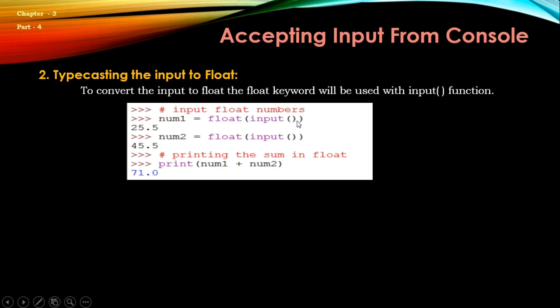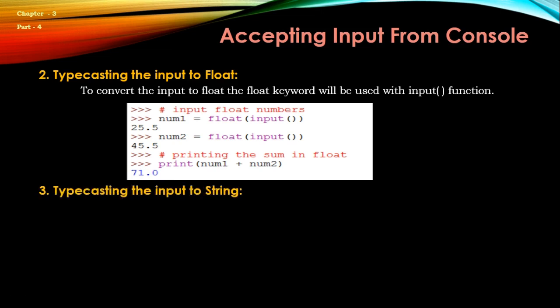Input is a function that takes the input and converts it into float and stores it in the variable num1. Similarly, num2 is equal to float in a bracket input function. So here the input function will take the input from the user and the float function converts it into float, and this float value will be stored in num2. You can see here. Now printing the sum as a float. Similarly we can perform print num1 plus num2. When both num1 and num2 are added, that is both float values are added, we get the float value, that is 71.0.